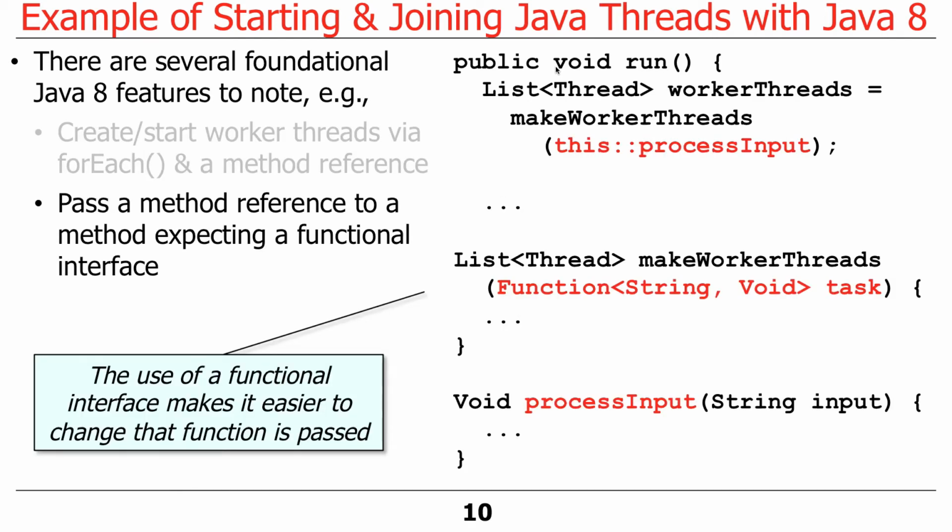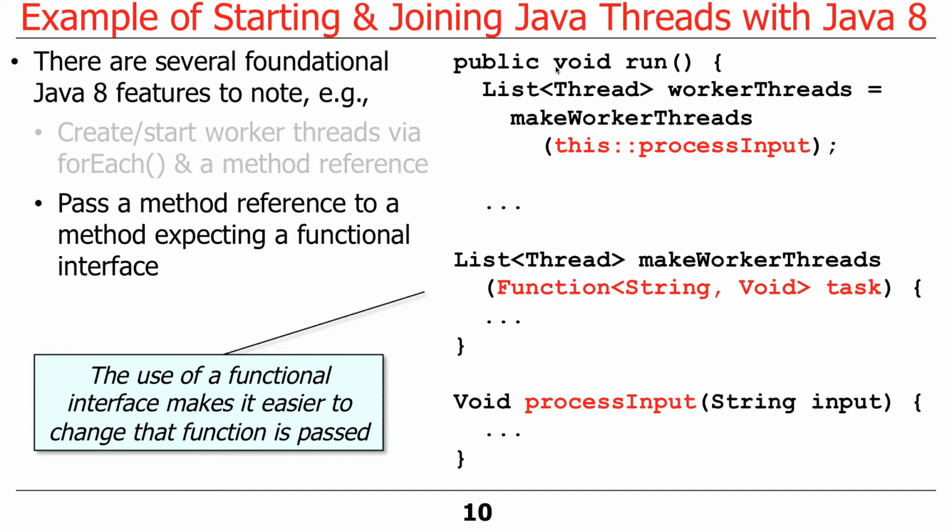Another thing we're going to show is how to pass a method reference to a method that expects a functional interface. So here is make worker threads. This is a factory method. Hopefully you remember from the earlier courses you took, like CS251, if you took it here, we talked about different patterns. Factory method, so a method that makes something is a factory method.